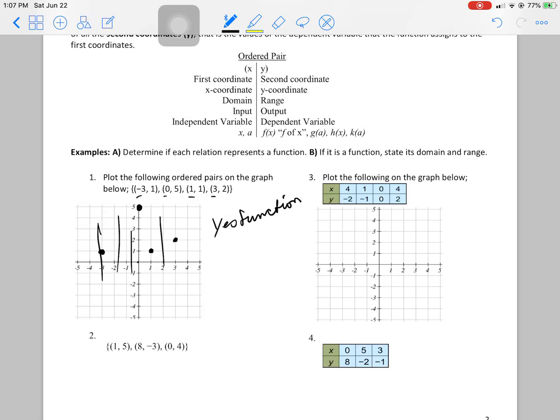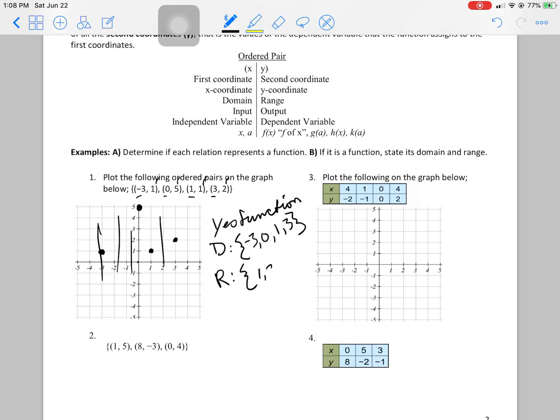Okay, and then if it's a function, you're supposed to say the domain, put them in set notation. Now, think about that. The domain is all of the x's. So if you put them in numerical order, we've got a negative 3, a 0, a 1, and a 3 in set notation. That's all of the x's. That's the domain, right? The range is all of the y's. Remember, that's just another name for the y's. So the y's, if you look at that, there's a 1, a 5, another 1, and a 2.